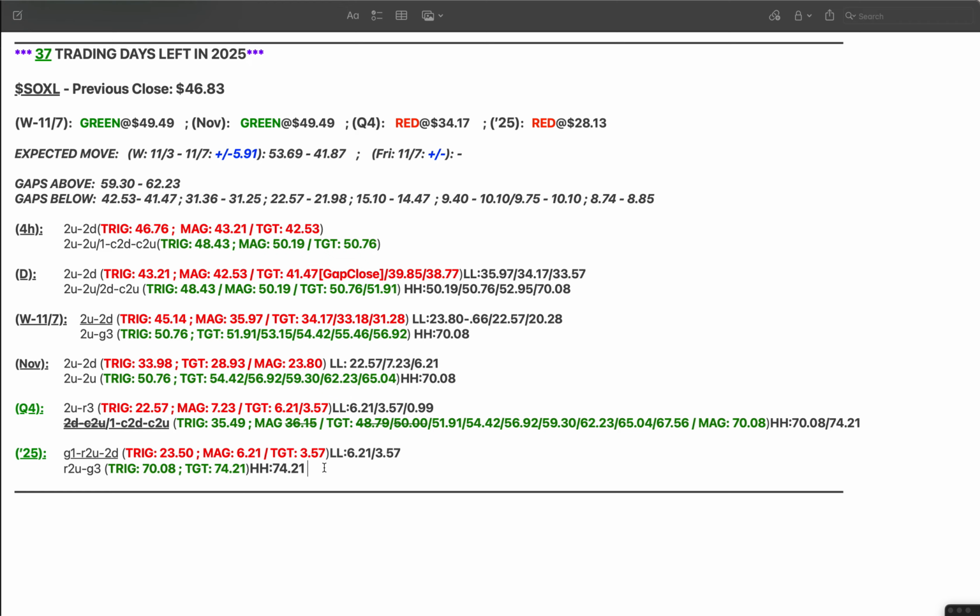Triggers and targets from scalping chart all the way up to the year chart. So I hope everybody has enjoyed today's video. Tried to cram in as much information as possible without taking up too much of your time.